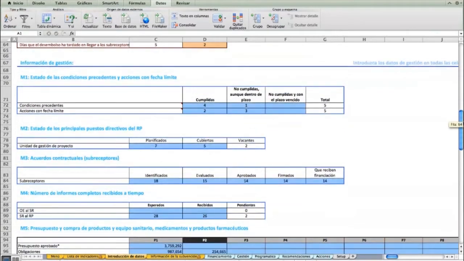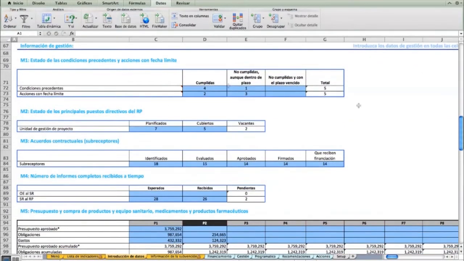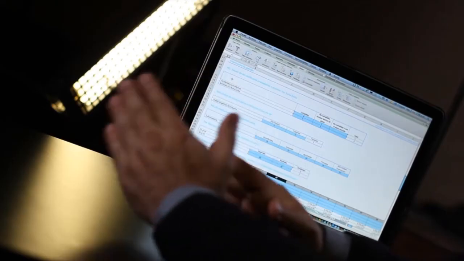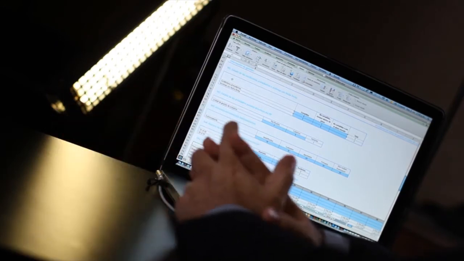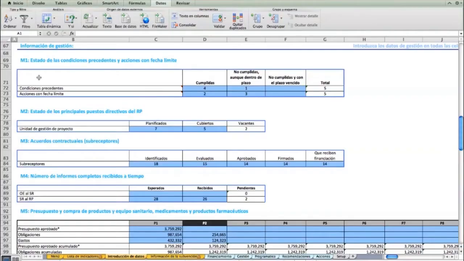The number of management indicators is 6. The first has to do with the state of the conditions precedent of the grant. As you may remember, the Global Fund has established certain conditions precedent that must be completed by the principal recipient prior to a disbursement. These established prerequisites are monitored through the dashboard. It will indicate which have been completed, which still need to be done and are still under the established time limit, and also those which have not been met by the established deadline.